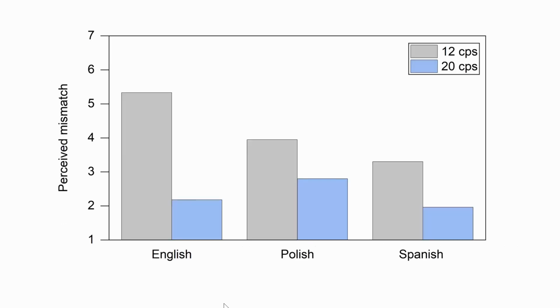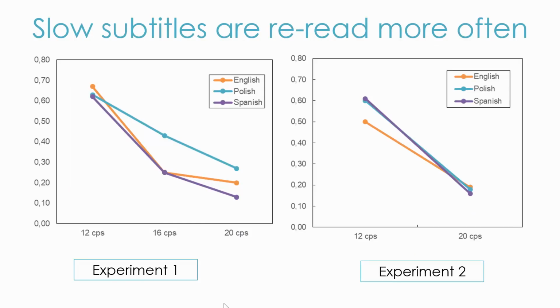In the second experiment, where the clips were in English, we asked participants if they noticed any mismatches between the dialogue and the subtitles. The highest number of mismatches were declared in the slowest subtitles at 12 characters per second by English people. Finally, using eye tracking, we found that slow subtitles were reread most often compared to the fast ones, which was visible in the higher number of revisits to the subtitle area.